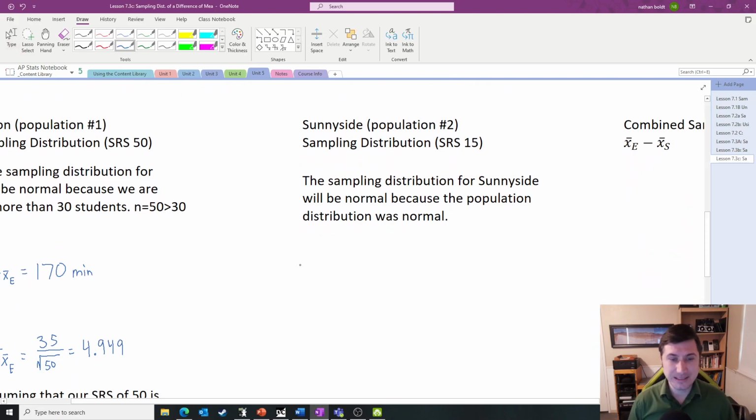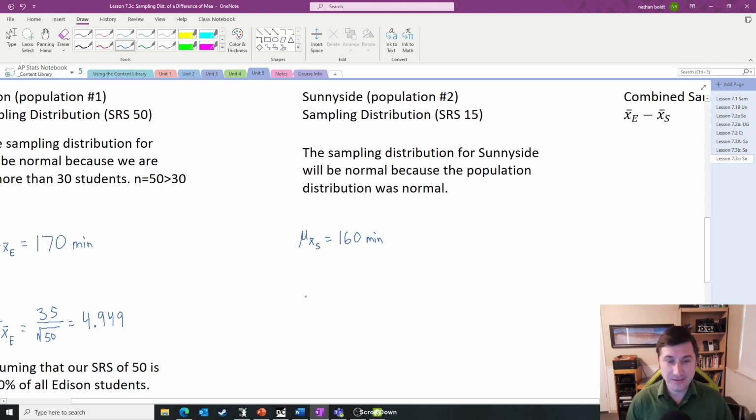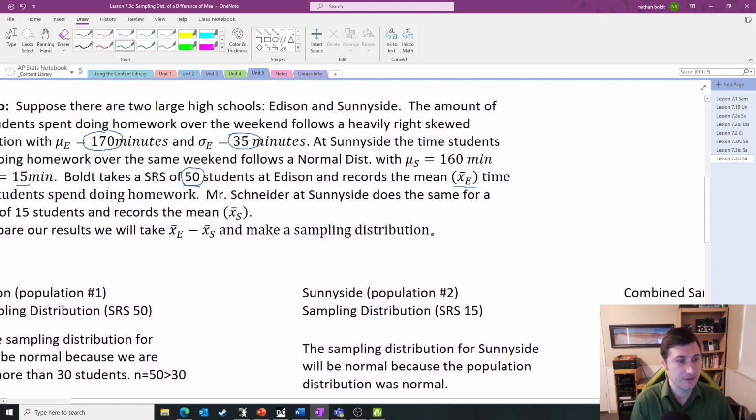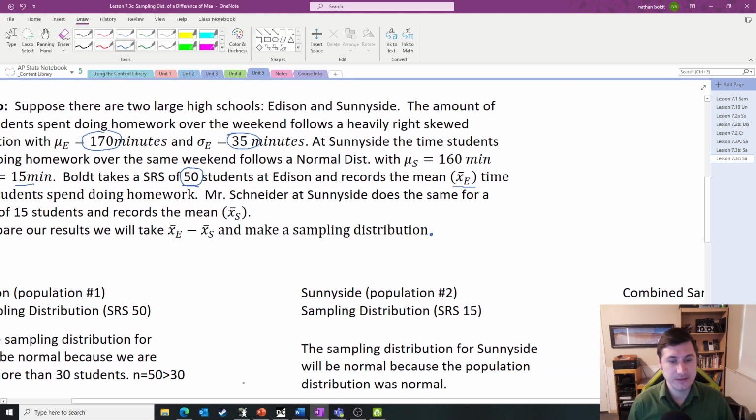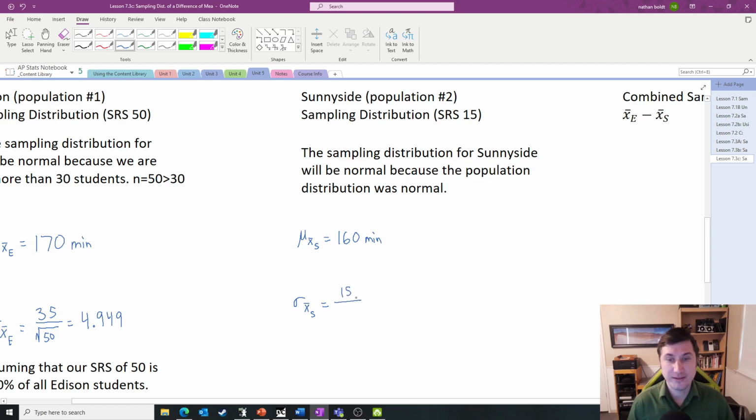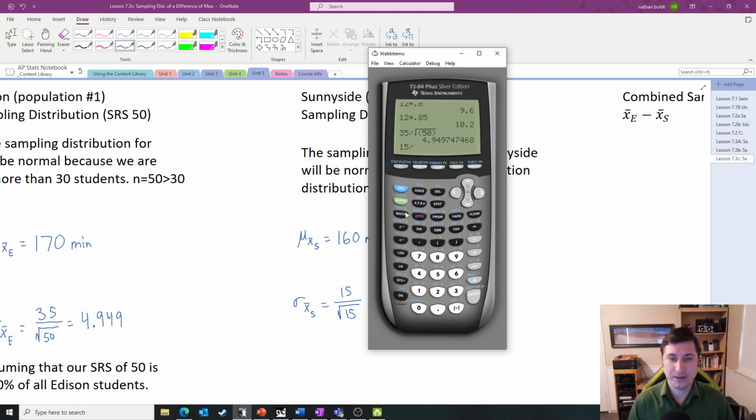All right, now what is the mean here? The mean of all the X bars for Sunnyside is equal to the population center, which I believe was 160 minutes. And the standard deviation of all the X bars for Sunnyside is equal to their standard deviation, which I think was 15, right? Yep, that standard deviation was 15, divided by the sample size, which I guess also happens to be 15. That's a coincidence, right? Type that into the calculator. 15 divided by the square root of 15 is 3.873.